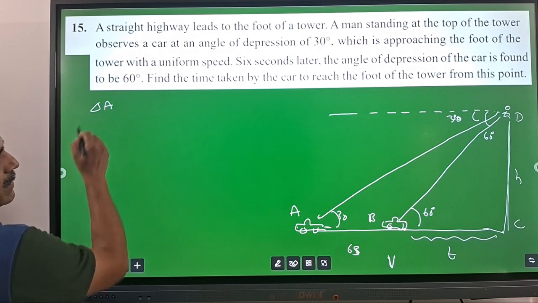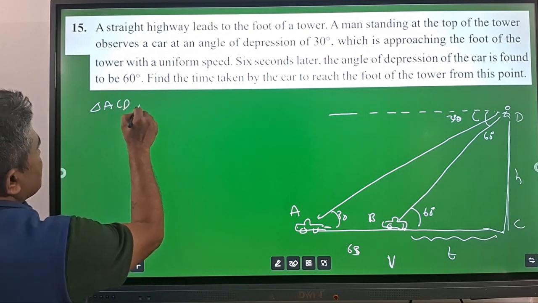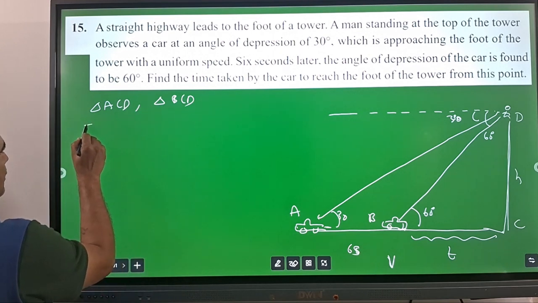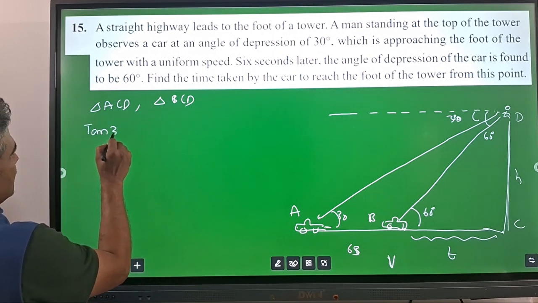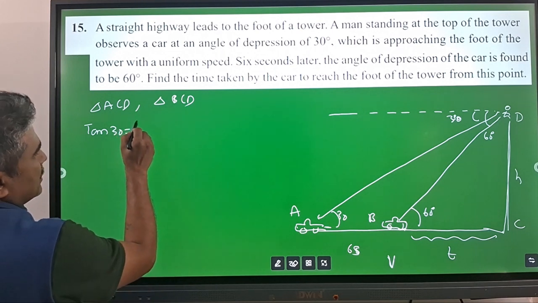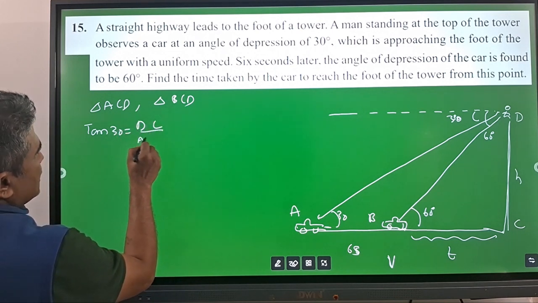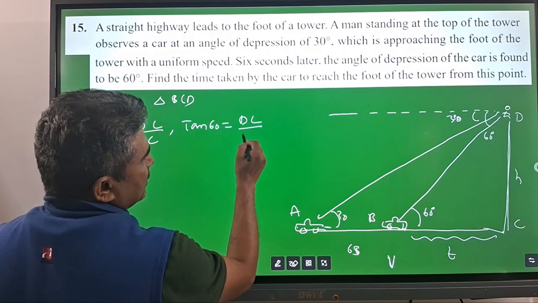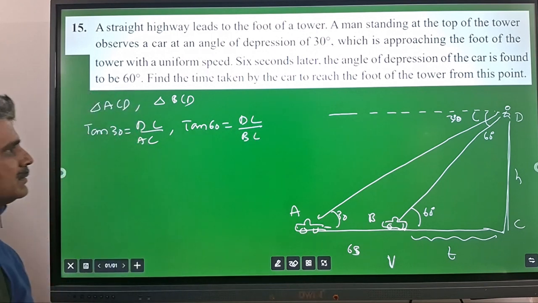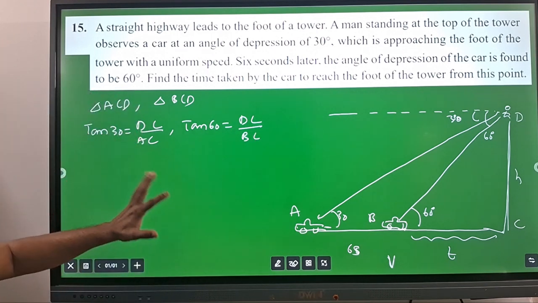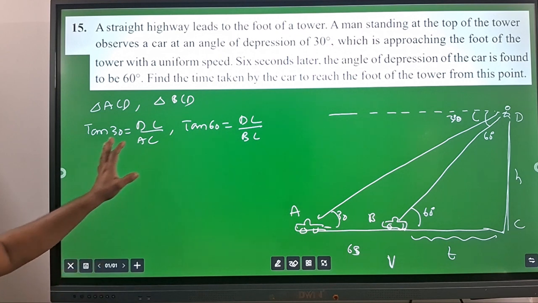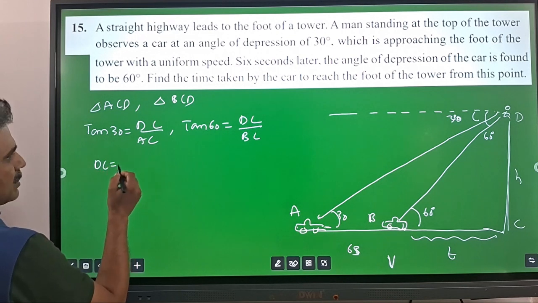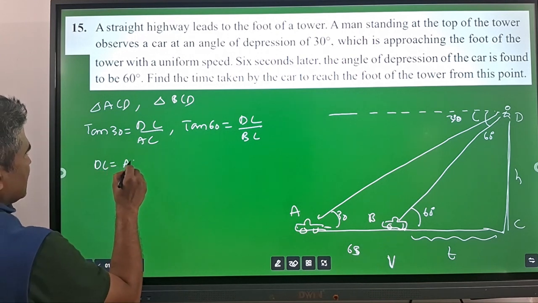From here we need to get the triangles first: triangle ACD and triangle BCD. In those I am considering the angles. tan 30 is equal to DC by AC, and here tan 60 is equal to DC by BC. So we got two relations with the trigonometric ratios. DC is common to both, so let's equate them. AC is not given, so let it be AC.